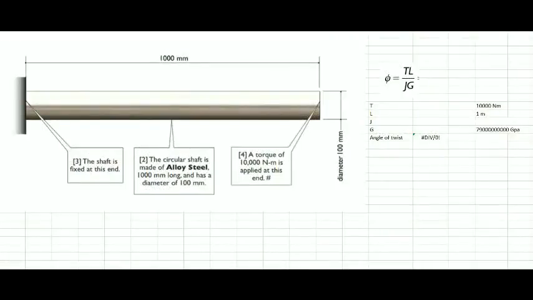Here, we have a sample of how the angle of twist formula works. We have here a circular shaft made of alloy steel. Its length is 1000 millimeters, so its length could also be expressed as 1 meter, and it has a diameter of 100 millimeters. Its polar moment of inertia could be determined from the formula pi over 32 times the diameter to the fourth because it is a solid cylindrical shaft.